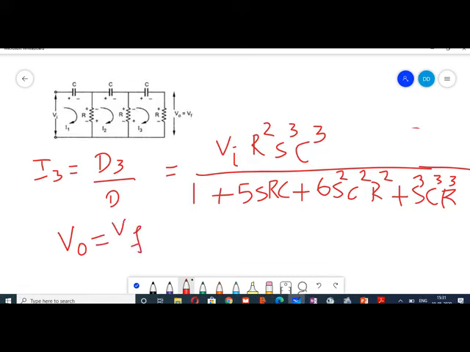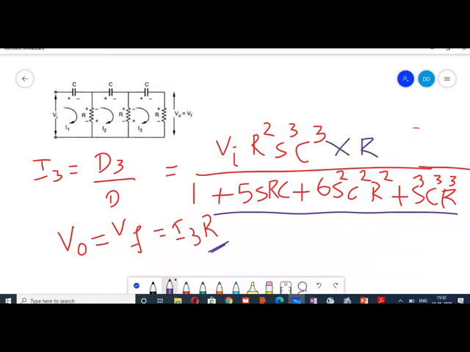Now we know that V0 is equal to Vf, which is equal to I3 into R. So for this particular expression, we have to multiply R. So if we multiply R, this becomes R cube. Vi into R cube S cube C cube divided by the same term in the denominator.